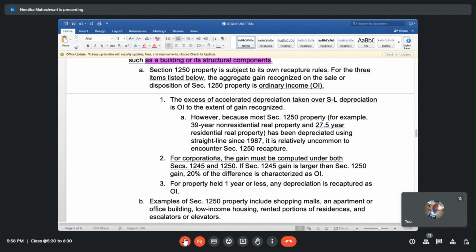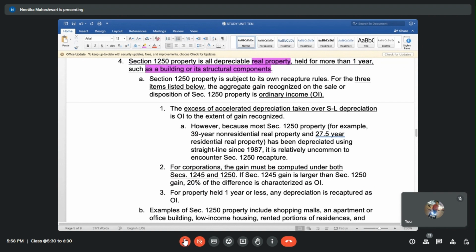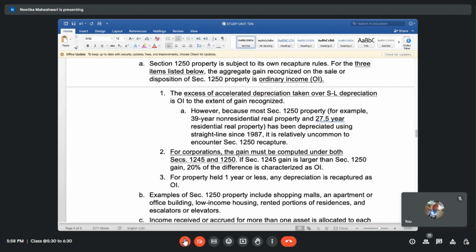Wherever there is an investment on a long-term basis, meaning they're holding it for more than 12 months, they are trying to give all the benefits. But if it's held 1 year or less, it's straight away saying, okay, fine, we don't care. We expect businesses to make long-term investments. So if you're doing something short-term, just take the entire depreciation and put that up as ordinary income.